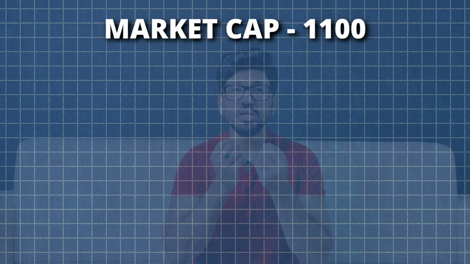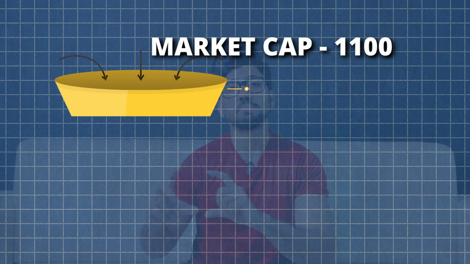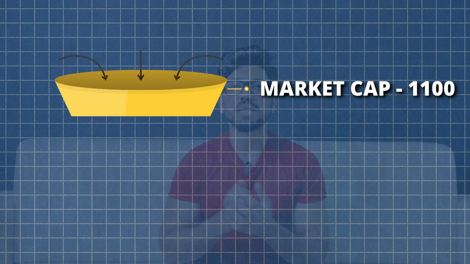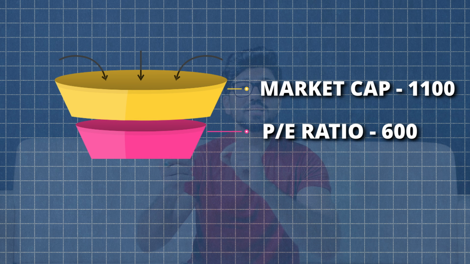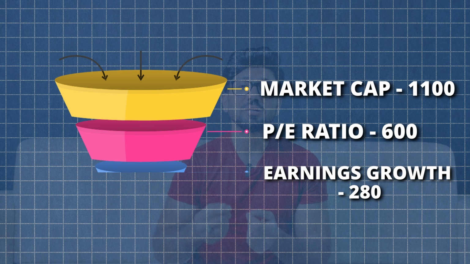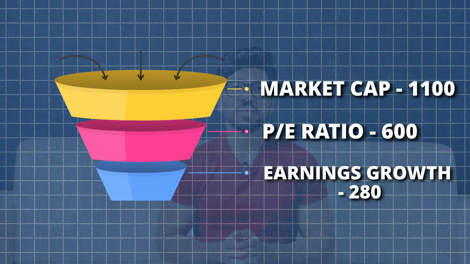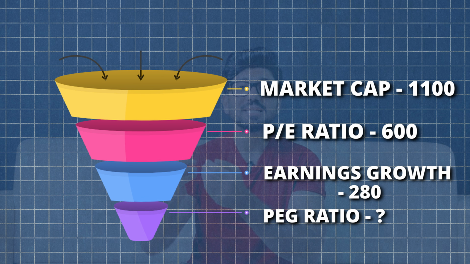In chapter 1, we discussed market cap and used it to find a list of 1100 companies that belong to small cap and mid cap segment. Then in chapter 2, we discussed the PE ratio and used it to reduce this list even further, which brought our list from 1100 to just 600. Then in chapter 3, we discussed earnings growth and used it to reduce this list even further, and that brought it to around 280. Now in this video, we will talk about the PEG ratio to reduce this list even further.